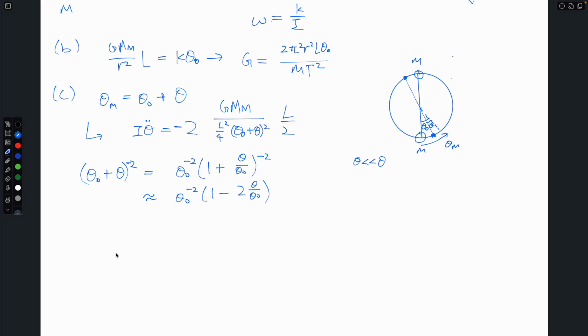And so we get, oh, one more thing. Technically, this should be I theta m double dot, but it's the same now. So actually, I'll just leave it. You guys know why theta double dot is okay, right? Because if you differentiate both sides, theta m double dot is equal to theta double dot. So it's okay, it's the same. So we get I theta double dot is equal to negative 2 GMm L over L squared over 2. I'll move the 2 up.